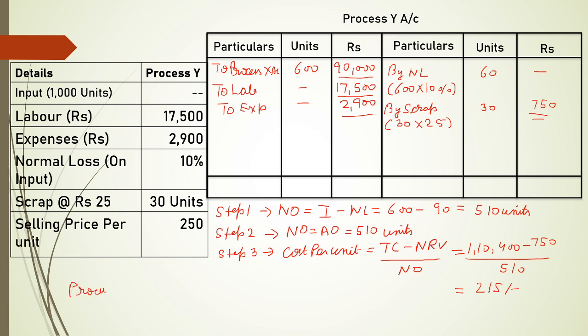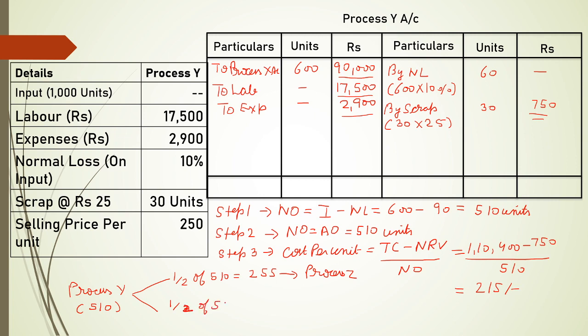So here the output of process Y is again divided into two parts. The output of process Y is 510 units. The half part is transferred to process Z. So half of 510 units, that is 255 units, are transferred to process Z for further processing, and the other half is sold in the market.